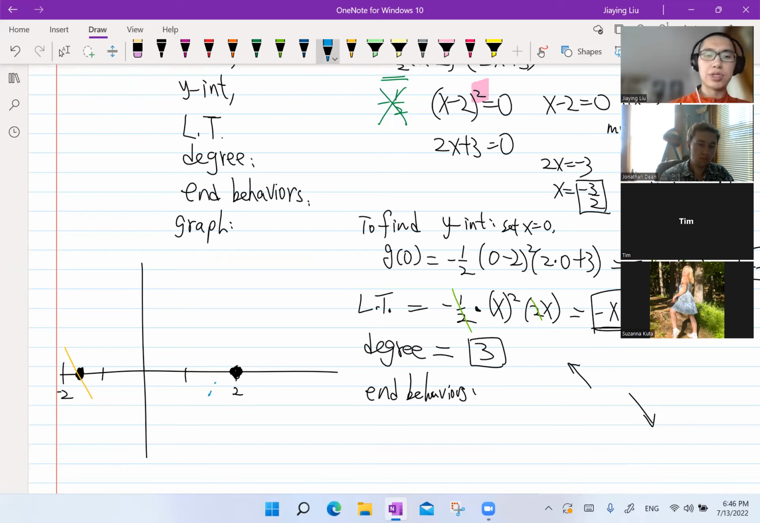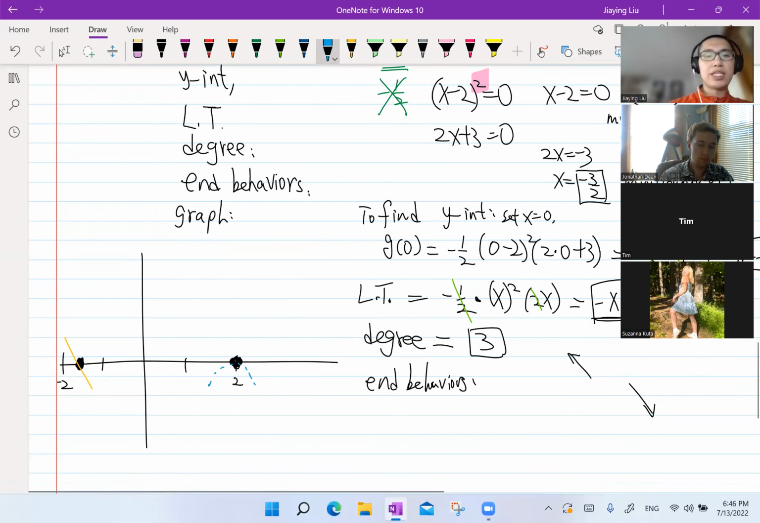All right, so I'm just going to leave it like this for now. But it doesn't matter, we can figure it out later. Just remember it's going to be U-shaped here.